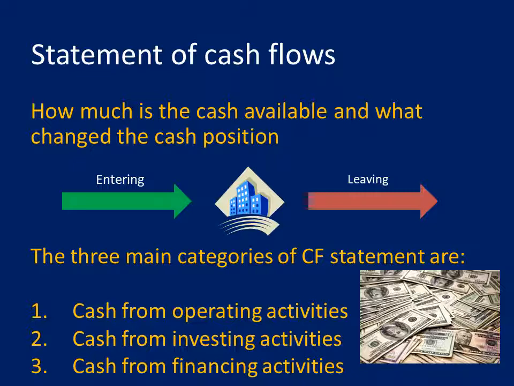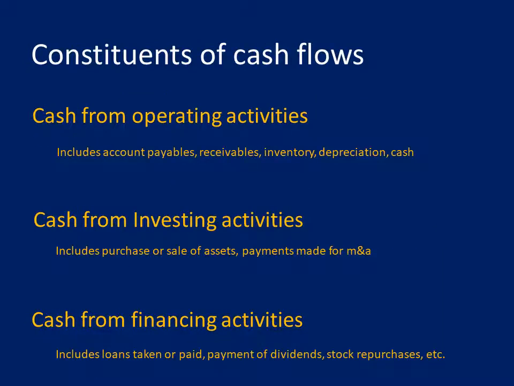This statement only tracks the cash that comes in and the cash that goes out. Now, the cash is affected by three main categories, which are the cash flow from operations, which includes receivables, payables, inventories, the cash flows from investing activities, like investing in assets, like buying new buildings, sale of assets, and cash flow from financing activities. Let us now understand the constituent cash flows in detail.